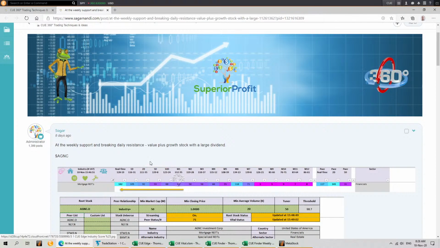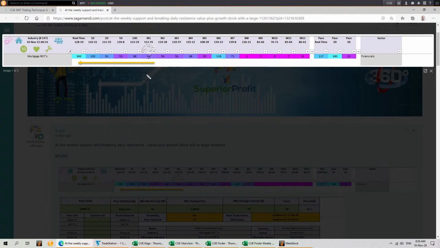This was a trade idea I shared 8 days ago on AGNC. Let's look at the 360-degree snapshot. The mortgage rates industry was turning around. This is how turning around looks like in real time using QH. This is a snapshot I shared at 3:46 p.m. New York time. Clearly the industry was weaker earlier, and the pace column was showing it was not only strong but it was also accelerating.